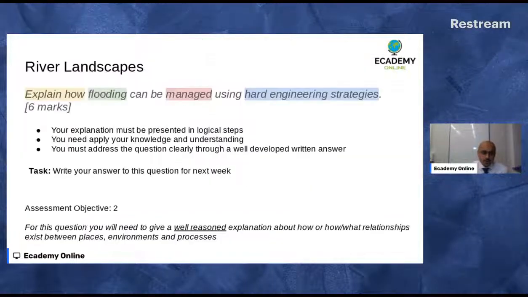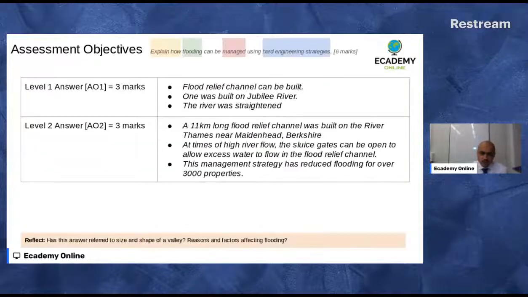Okay, so when you're answering this question, make sure that you are explaining in logical steps, you apply your knowledge and understanding, and you must address the question through a well-developed and well-written answer. Now, I've given you a framework of the things that you could write. This is not obviously an answer. You'd have to then construct this using this information, and this would help you to get 6 marks.